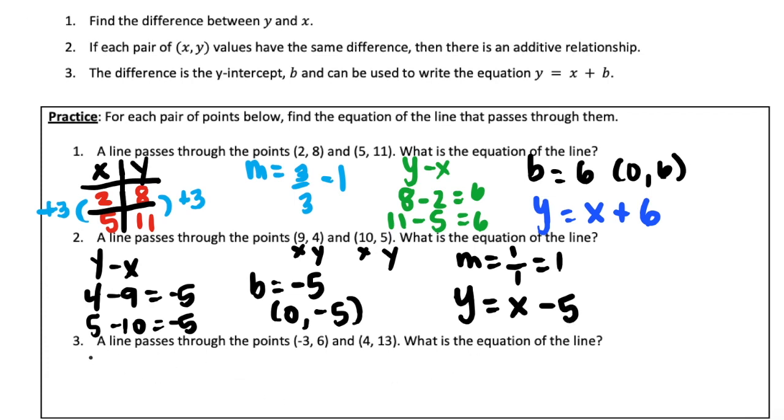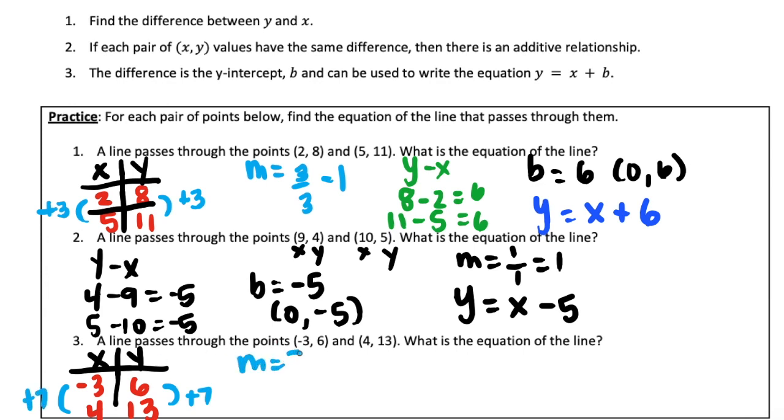I'm going to set the last one up in a table because I think that that's a little bit easier to see what these values are. So I'm going to take those points that they're giving us and plug them into a table. So I have negative 3, 6 and 4, 13. My slope here is plus 7 on my y, plus 7 on x, so that means slope is 7 over 7, or just 1.